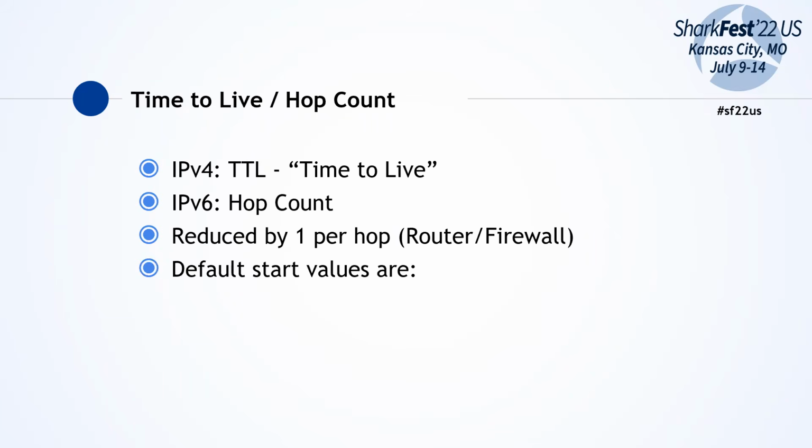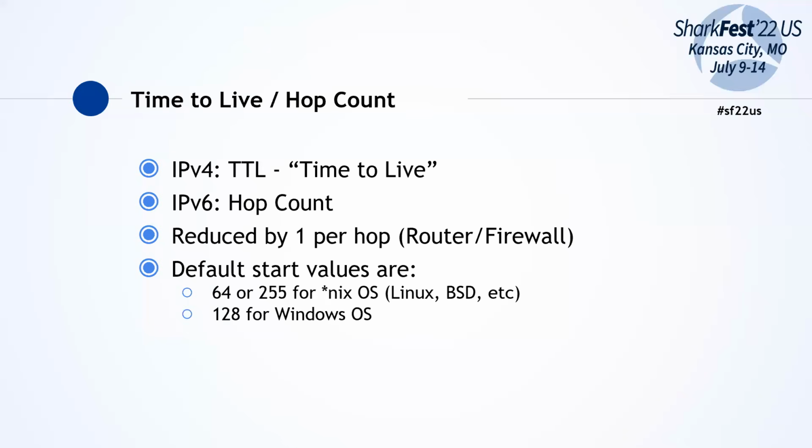Interesting about this is that there are default TTL values, and those are either 64 or 255 for Unix, Linux, and BSD OSs. So the packets start with 64 or 255, and 128 for Windows OSs. Yeah, and this is quite useful, because if you're looking at packets and look at the TTL fields, you can tell how far it traveled to the point of capture, right?